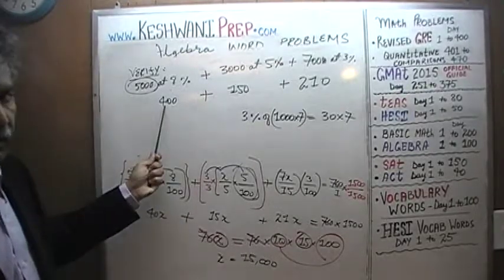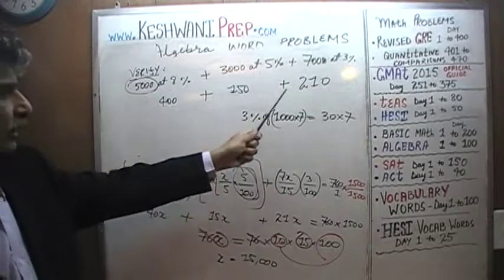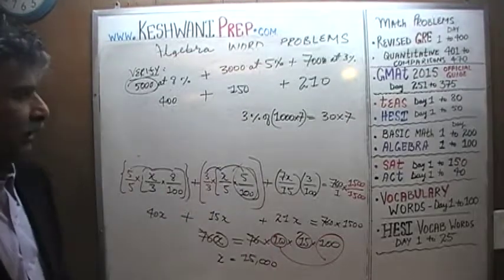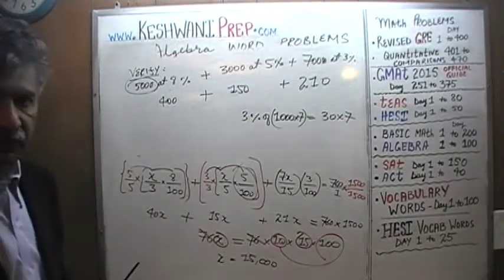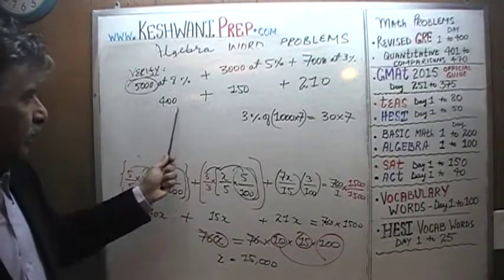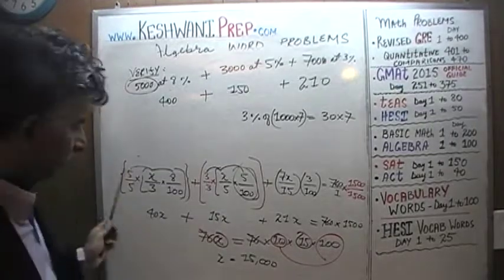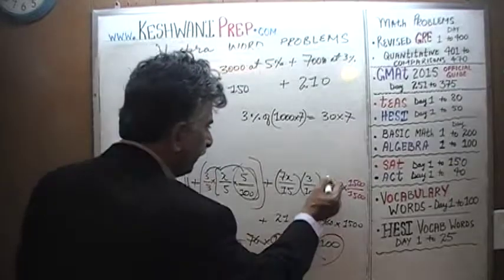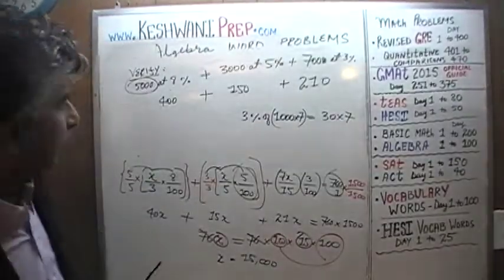This is the amount he earned in the first account. This is the amount that he earned in the second account. This is the amount that we are earning in the third account. When we add up these three figures, we hope and pray that it adds up to what the problem tells us. The problem tells us that he earned a total of $760. So let's see what he earned.